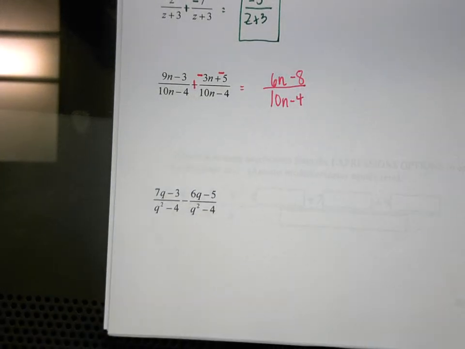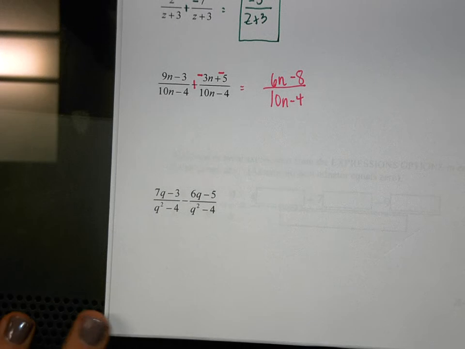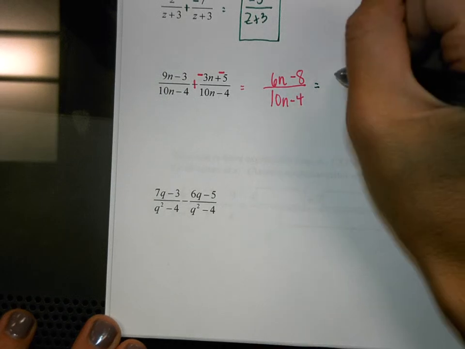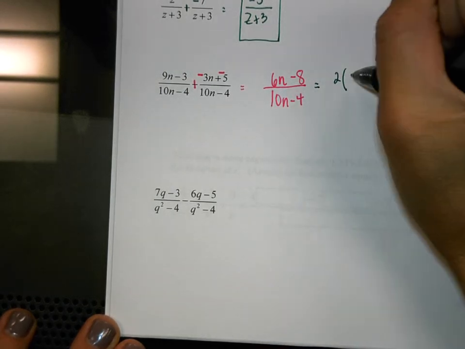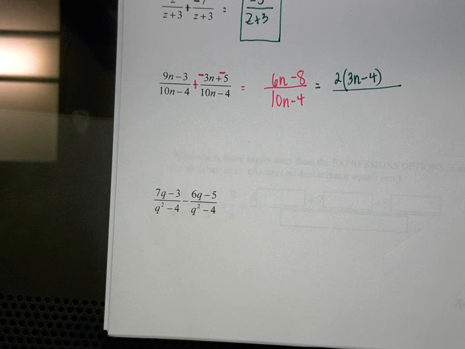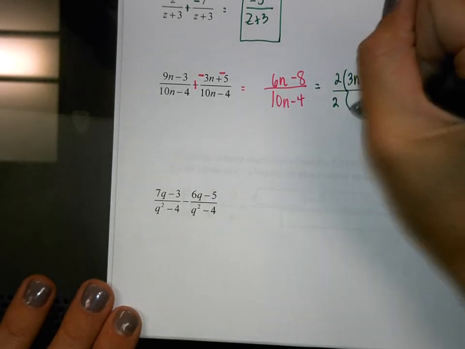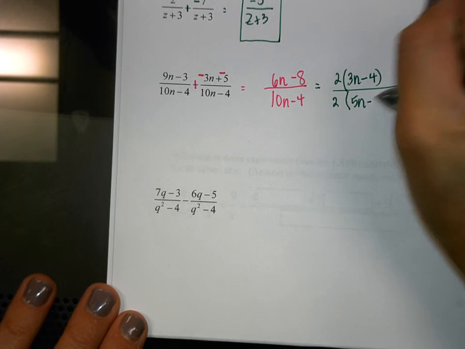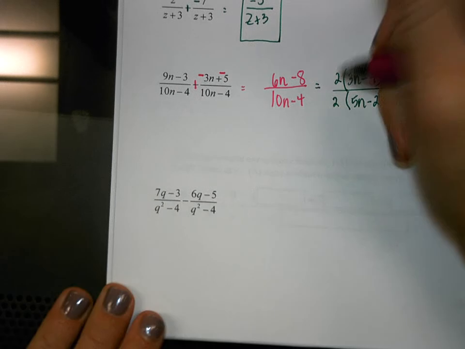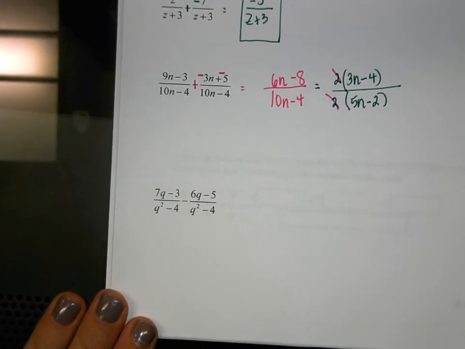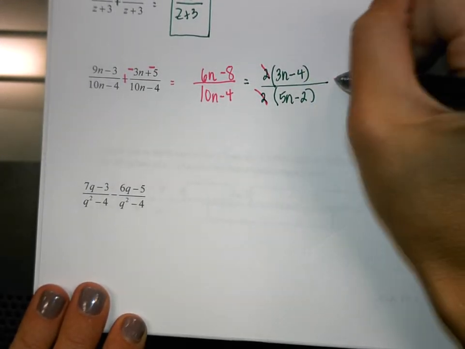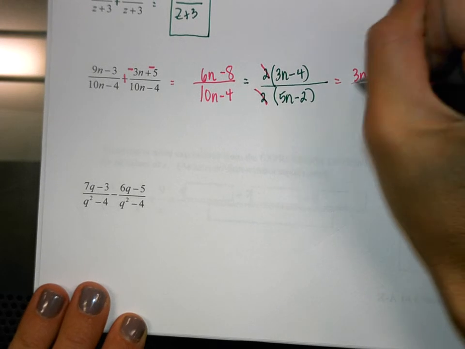Can I factor or reduce here at all? Yes. Okay, so the top, what can I do? Factor out a 2, and we're left with, very good. And the denominator, what can I do? Factor out a 2, and I'm left with, good, 5n minus 2. And can I reduce anything? The 2's, very good. Can I reduce anything else? Nope, because these are connected, right? Anytime you have minuses and pluses, they're connected. So we get 3n minus 4 over 5n minus 2.